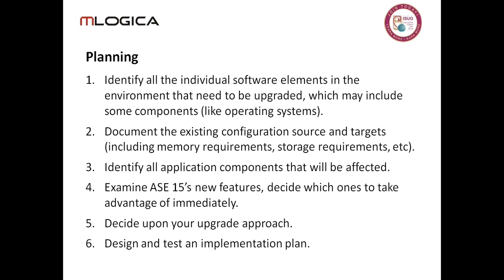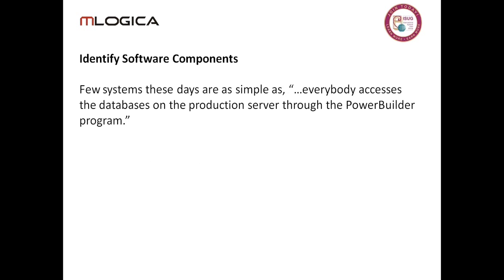Take a look at your application components, keep an eye on them, identify which new features we're going to take a look at, choose the upgrade approach. We're going to talk about several upgrade approaches here. In place, dump and load, server, and we'll talk about why you might want to use each different type of approach, and then pick your implementation plan. So, modifying software components, this can be easy. It may be that everybody is going through PowerBuilder, everybody's going through .NET, everybody has these front-end Java apps.